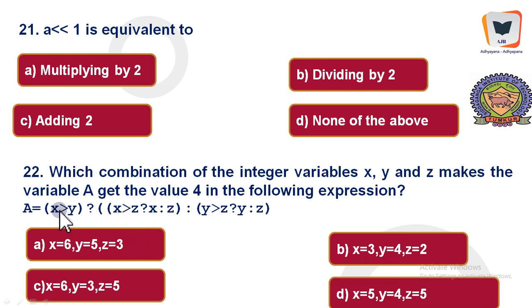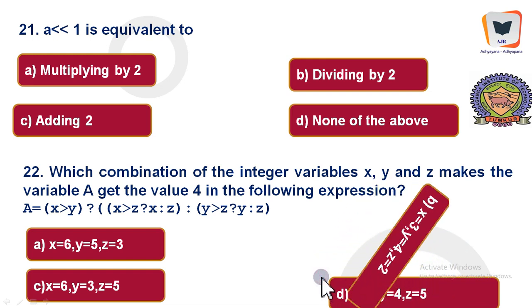Is x greater than y? x equal to 3, y equal to 4. No, this is false. Therefore, this will be executed. Is y greater than z? Yes, because y equal to 4, z equal to 2. Then this will be executed, and the y value is 4. Therefore 4 will be poured into a, so a will get 4. Therefore this should be the correct answer, and this you can evaluate.